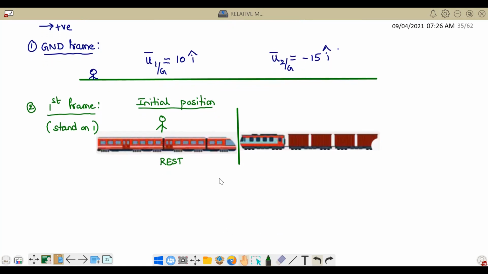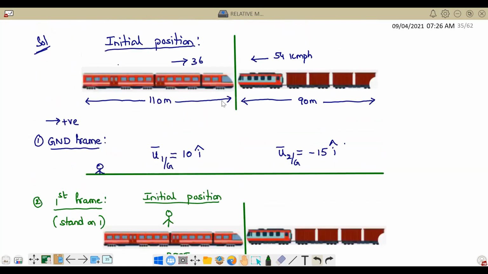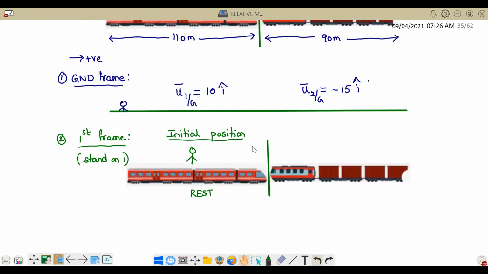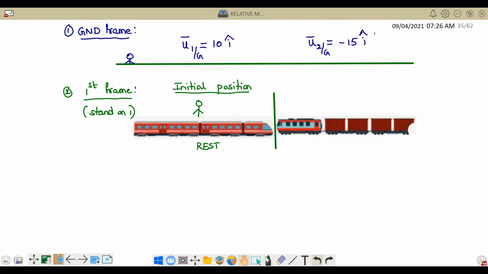Now, what is the condition in the problem? Find the time taken for the trains to completely cross each other. Completely cross each other means, now let us draw the final position. That means what is the position when the two trains have completely crossed? When do we say that they have completely crossed?